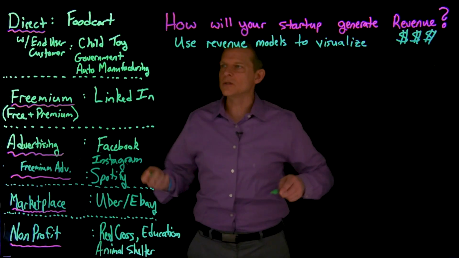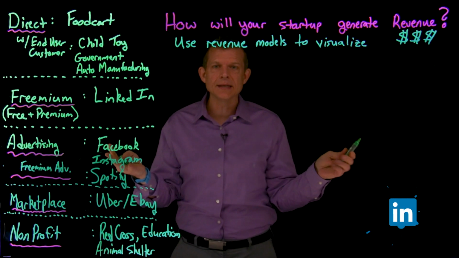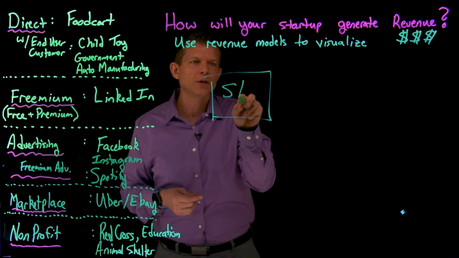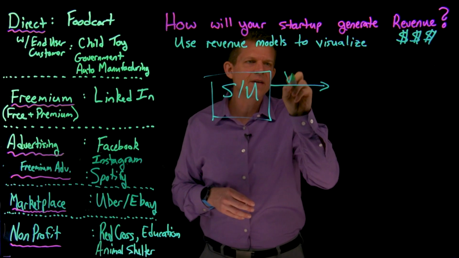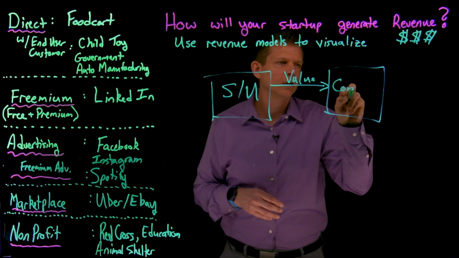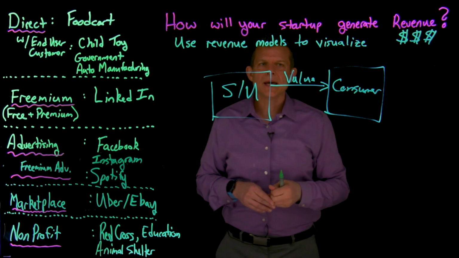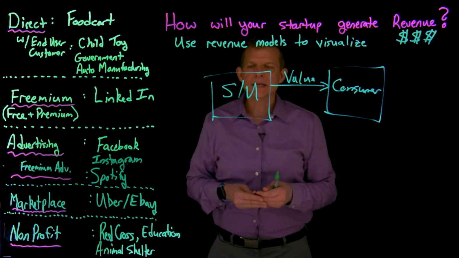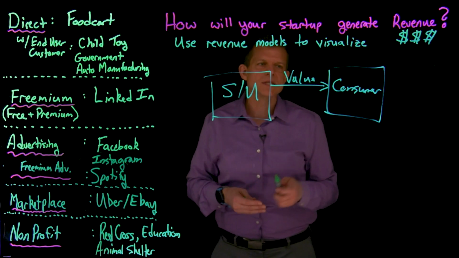So the next model we're going to do is freemium. Freemium example would be LinkedIn. So think about LinkedIn, how their revenue model works. Here we have the startup, your startup, but in this example, it's LinkedIn. They provide value to a consumer like you and me. I have a LinkedIn account, and I get value from LinkedIn because I can connect in the professional world. I can do some searches for people that I want to connect with, and I can reach out to them once I'm connected.